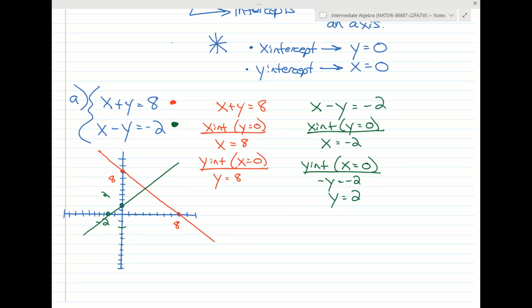So as far as what's the solution, it would be wherever they cross. And when we graph, sometimes we just kind of have to estimate where it is. It looks like for this, x is maybe 1, 2, 3, 4, and y is maybe 1, 2, 3, 4, 5.